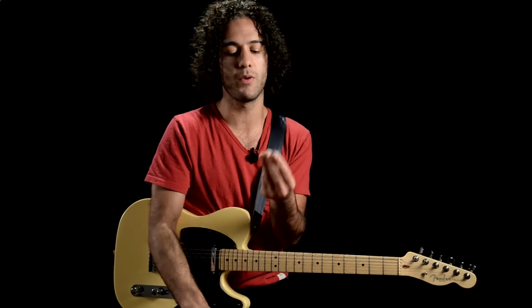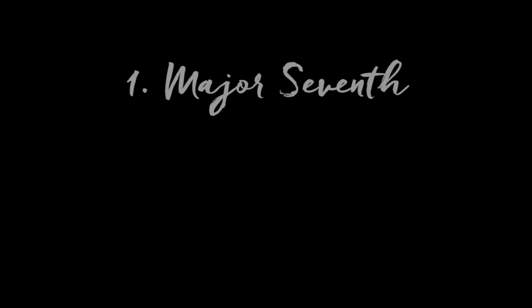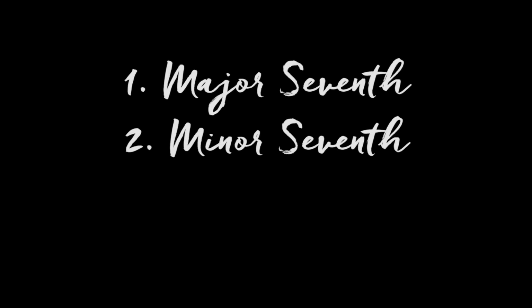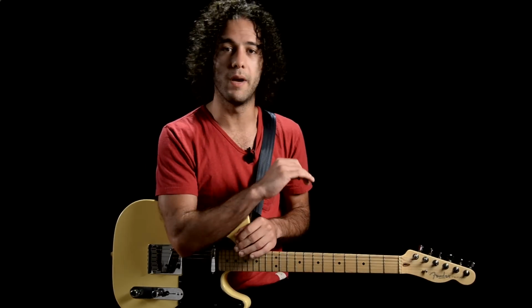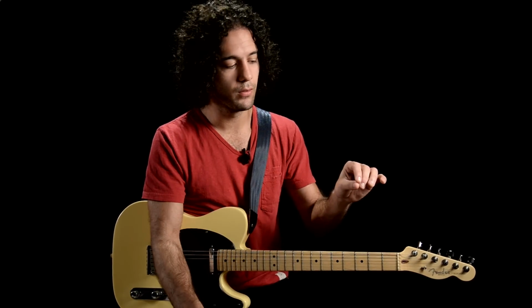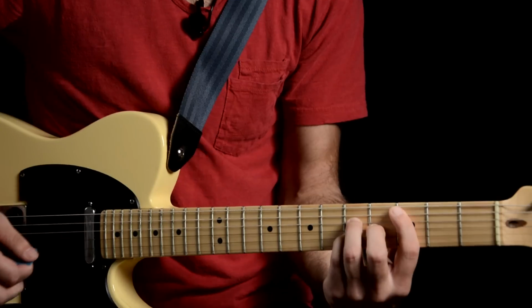Today we're going to talk about 3 different kinds of 7 chords: major 7, minor 7, and dominant 7. So let's briefly take a look at the general spelling of these chords. Major 7. We look at the major scale and we take the root, the 3, the 5, and the 7. For example, in the key of C, that's going to be C, E, G, and B.